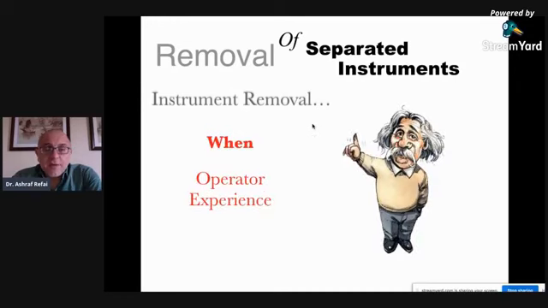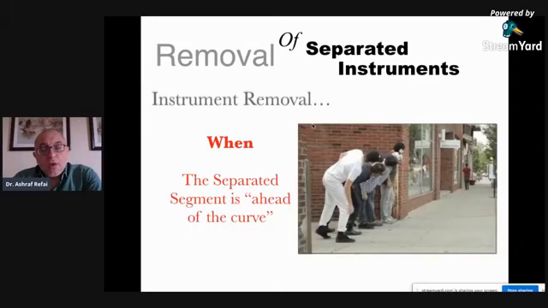When you have the experience. When you first start trying to remove or bypass instruments, you should start with easy cases, and then build up your repertoire, and bit by bit start doing more complex cases. When the instrument is ahead of the curve, and this is very, very important. If it's beyond the curve, you have an issue.